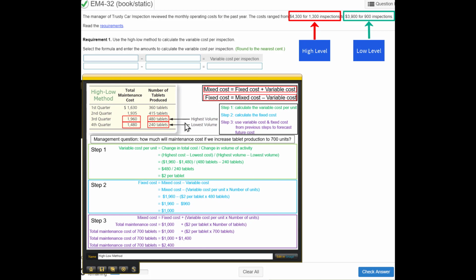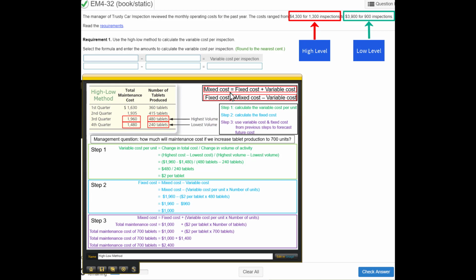the high-low method was used to project costs at various levels of tablet production. Notice here's the tablets produced and here's the various maintenance cost levels associated with the number of tablets produced. So what we try to do is figure out, well, how much was the variable cost per tablet, and then what is the fixed cost involved with these levels of costs. So these maintenance costs in this column, these are a mixed cost. They involve a fixed cost and a certain variable cost per unit, in this case tablets.